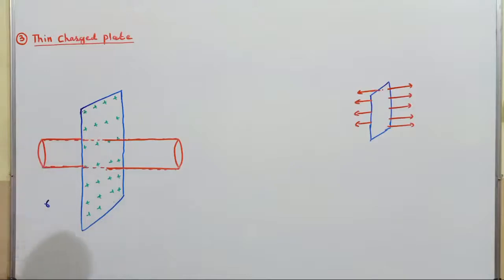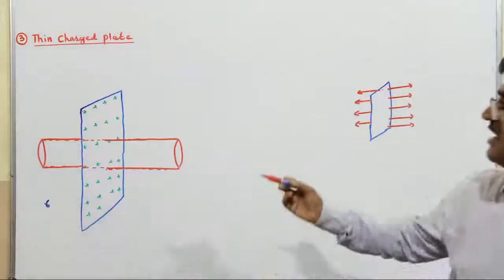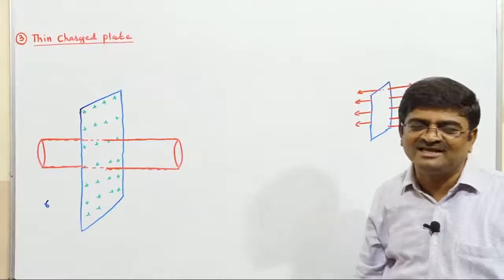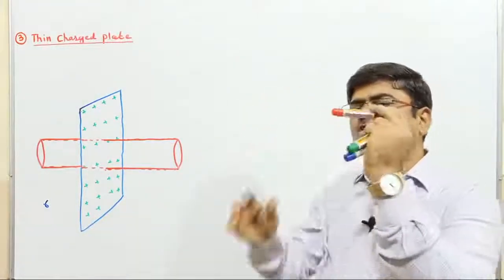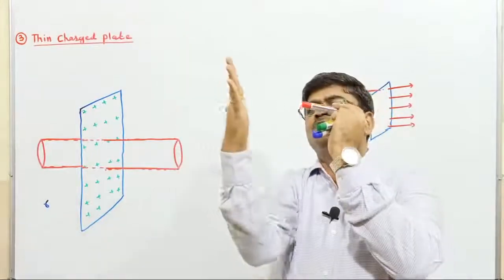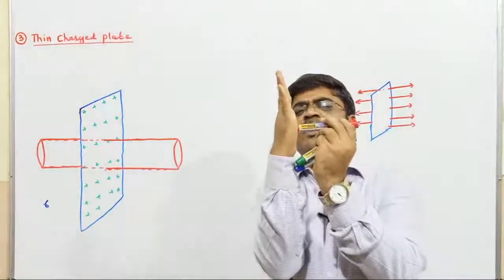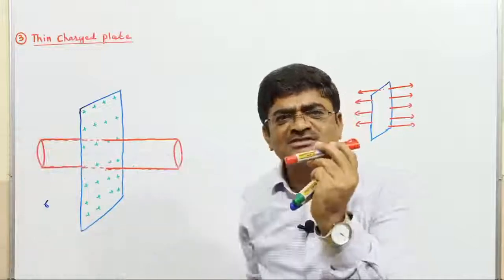The Gaussian surface which I have drawn is of this type. Cylindrical Gaussian again. Now you may ask, sir, the cylindrical Gaussian you have drawn, we don't have any objection, but you should have drawn only up to this. Why did you extend it to the other side?